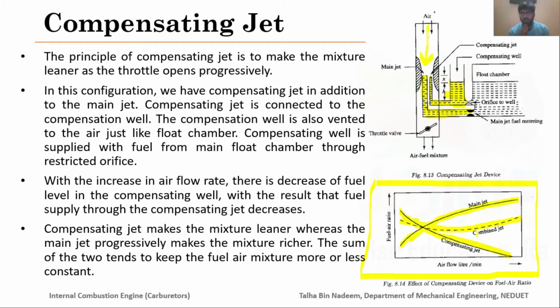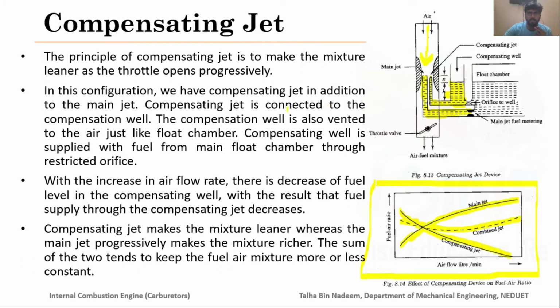That's what the purpose of the compensating jet is, to provide a more or less constant air-fuel mixture for the various throttle valve openings from 20 to 80% approximately. The principle of the compensating jet is to make the mixture leaner as the throttle valve opens progressively. In this configuration we have a compensating jet in addition to a main jet.